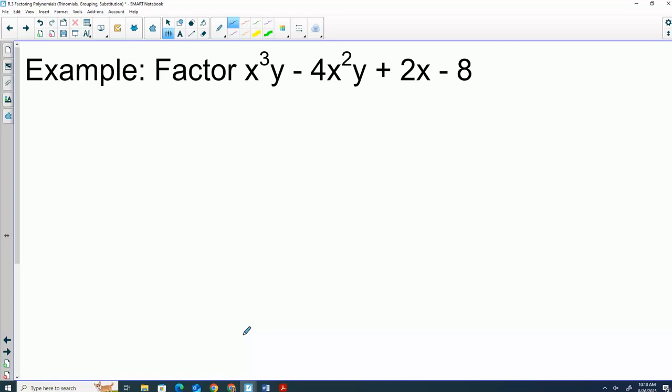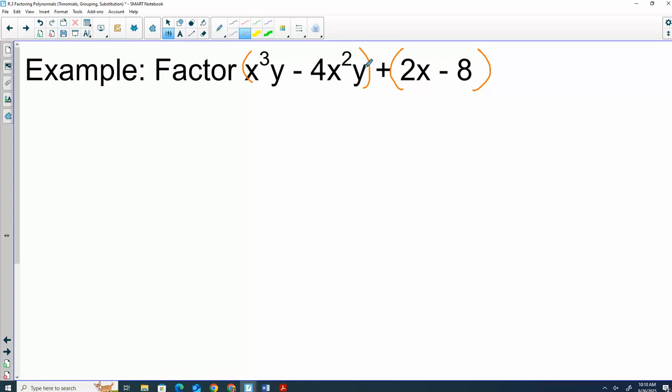How many terms are there? 4. Do you remember? Grouping. Yes, 4 terms, we do grouping. So with grouping, you want to add parentheses and make 2 groups of 2. Remember, there has to be a plus sign between the 2 parentheses, not a minus. So we're okay on this one.